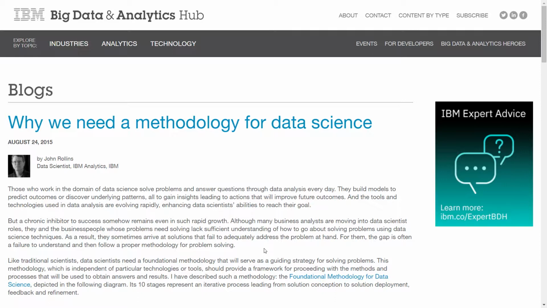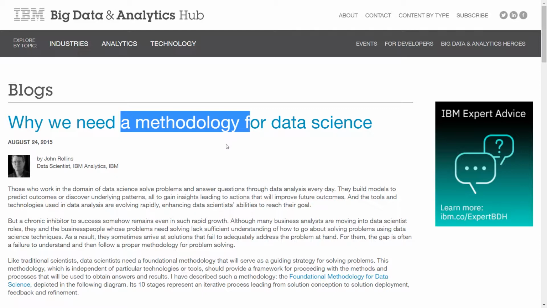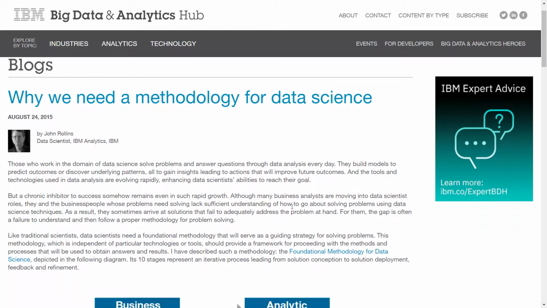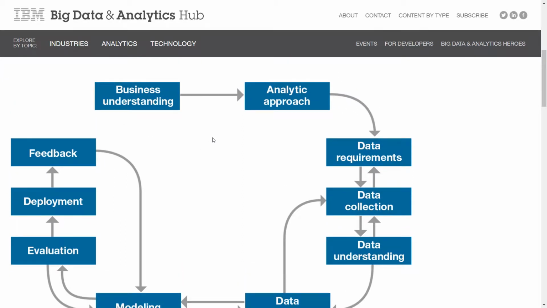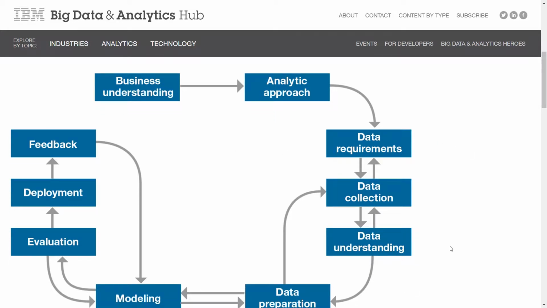This evening we take a look at an article from IBM where they propose a methodology for data science. Which are the steps that you have to follow to approach the right way a challenge of data analytics, predictions, data science in general.